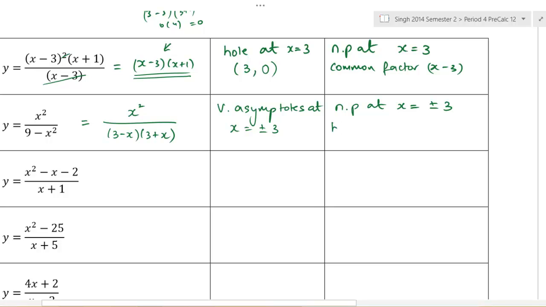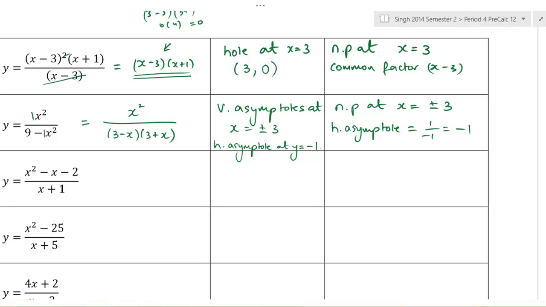What we have to do at that point is look at their leading coefficients. So here, the horizontal asymptote is going to happen at the leading coefficients divided by each other, which means the leading coefficient at the top here is 1. The leading coefficient at the bottom is negative 1. So 1 over negative 1 gives me negative 1. Which means I'm going to have a horizontal asymptote at y equals negative 1. That's going to be the location of the horizontal asymptote.